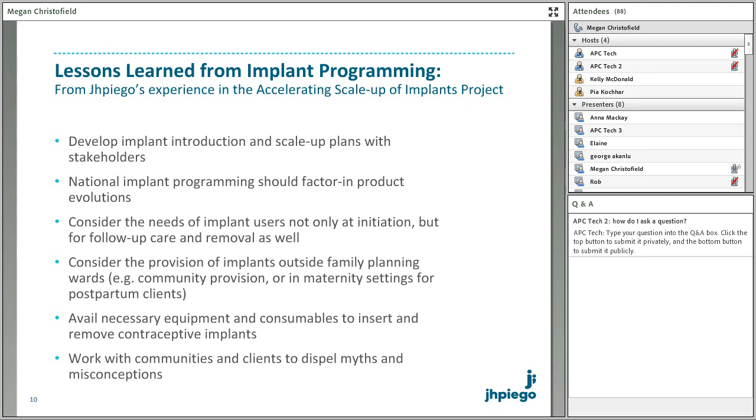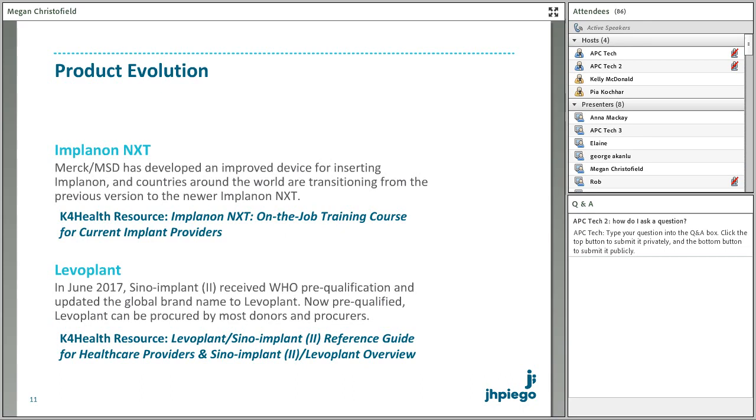I'll delve a bit deeper into a few of these on the following slides, but overall we learned it was critical to develop implant introduction and scale-up plans, to factor in product evolutions, to consider the needs of implant users not only at initiation, but also for follow-up care and removal, to consider the provision of implants outside of family planning wards, for example, through community-based distribution or in maternity settings for postpartum clients, to avail the necessary equipment and consumables that are required to insert and remove contraceptive implants, and to work with communities and clients to dispel myths and misconceptions.